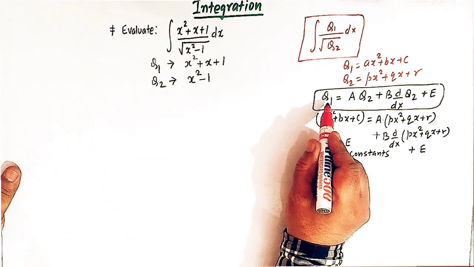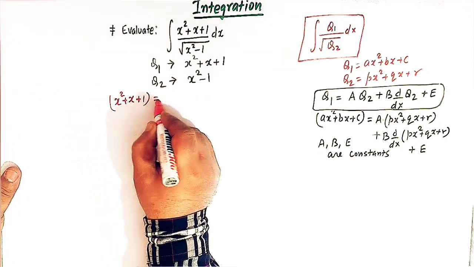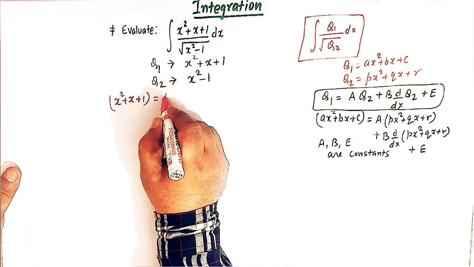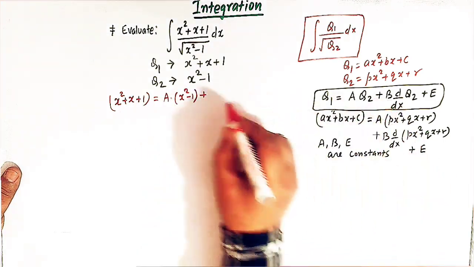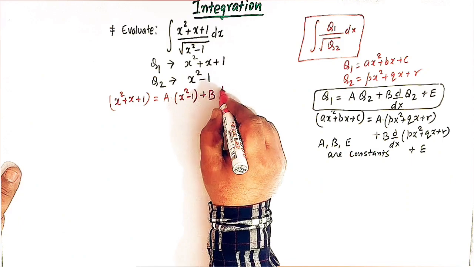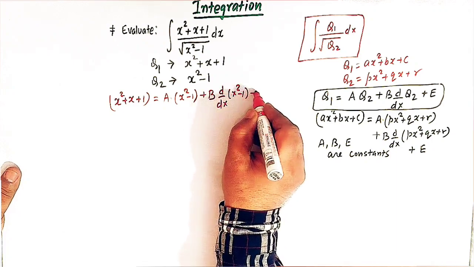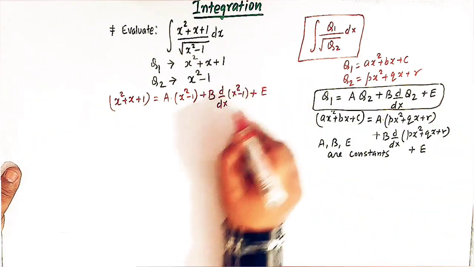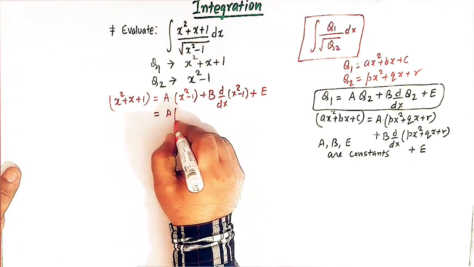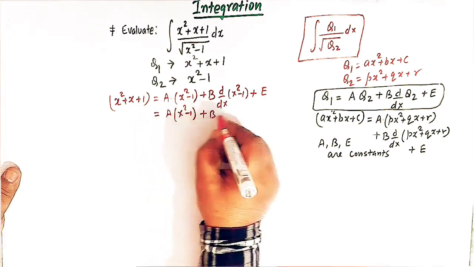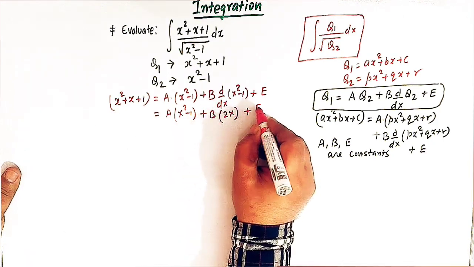So now let us write q1 as x square plus x plus 1, and here we have the constant a times q2. q2 is x square minus 1. Then we have b, and the derivative of q2. q2 is x square minus 1, and then we have here the constant e, right? So let us simplify this expression. So we have a times x square minus 1. Here we have b times the derivative of x square minus 1, which is simply 2x, and here we have e.